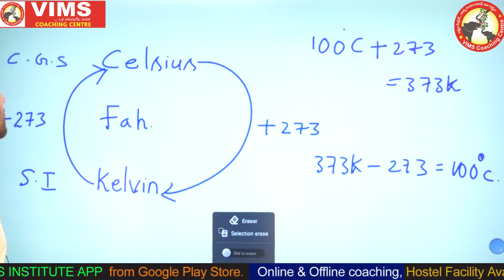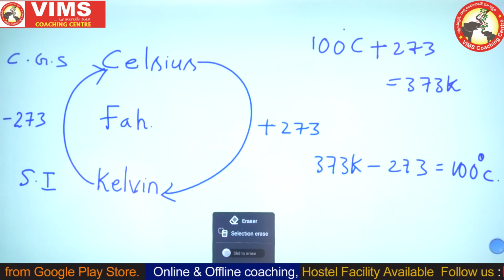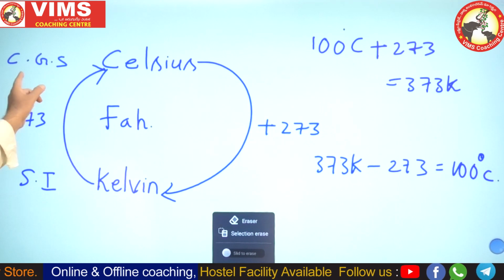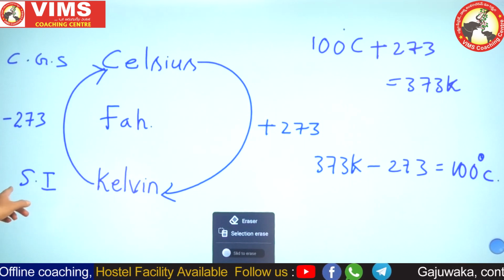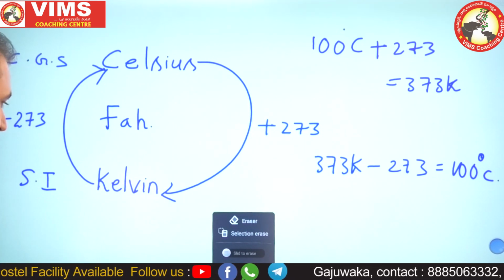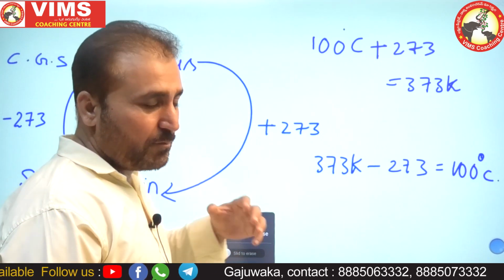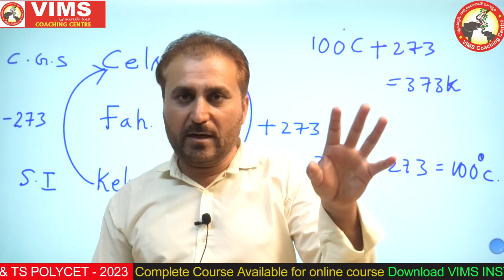What is the SI unit? What is the CGS unit to measure temperature? CGS unit will be always Celsius, and what is the SI unit for measuring temperature? That will be always Kelvin. Particularly if you measure temperature in Kelvin scale, you will get accurate temperature.